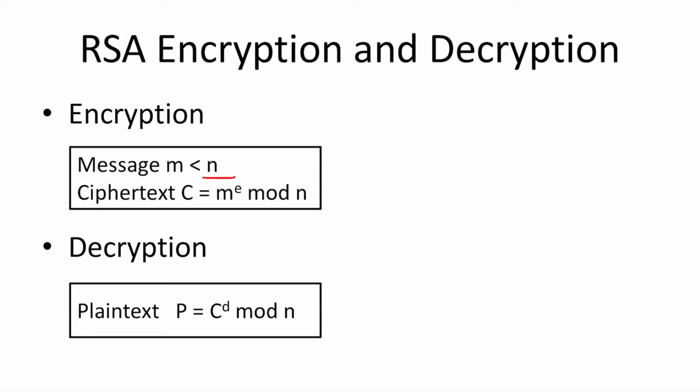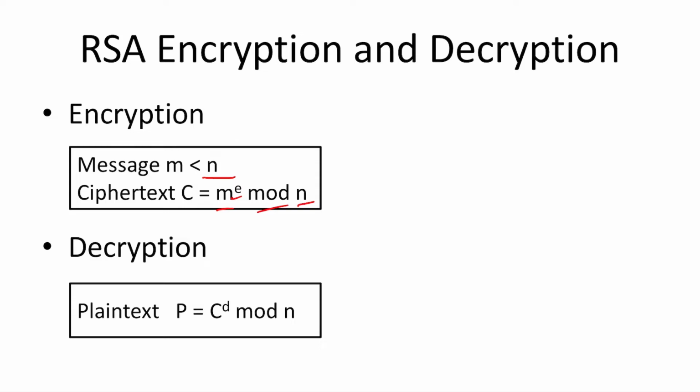For instance, if we have a word "hello" to encrypt, we will take the ASCII value for each letter in the word, which is going to give us a decimal version of the letter, and encrypt the ASCII value individually using the formula message raised to power public exponent modulo n, which is our modulus.